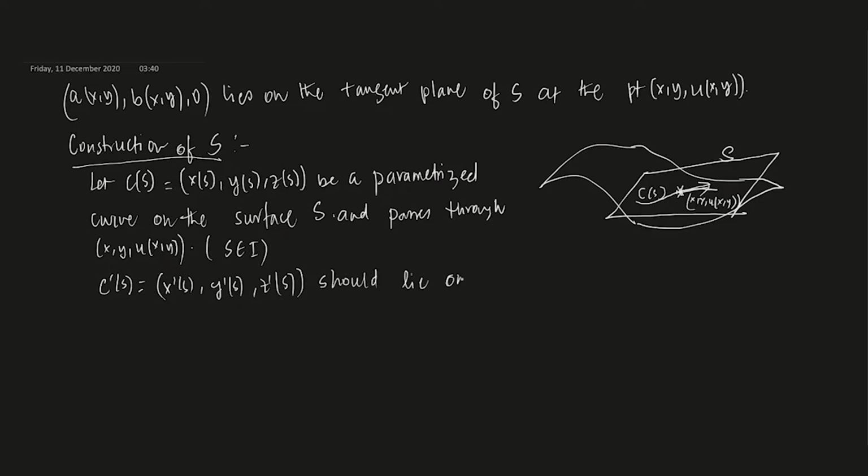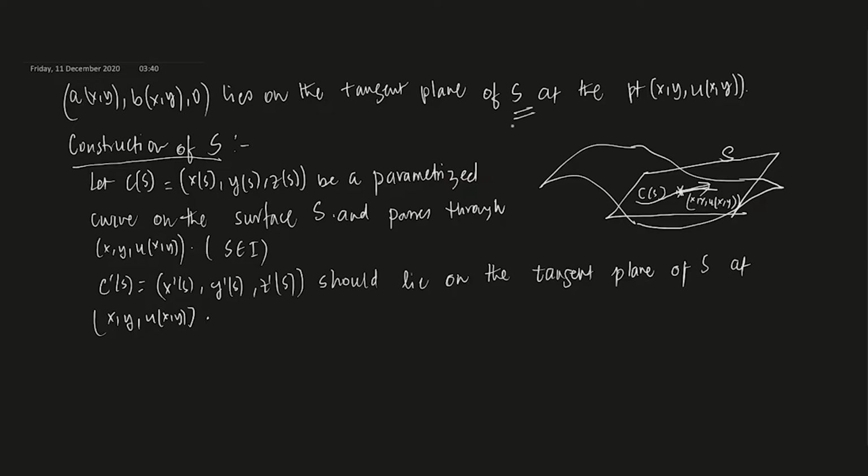lie on the tangent plane of S at the point (x, y, u(x,y)). This should lie. Now, you see, the choice of C(s), the choice of the curve, is on us. I mean, we can choose whatever curve we want, as long as the curve lies on the surface. We know that there is a vector, which vector? This vector (a, b, 0) that lies on the tangent plane to S, right?